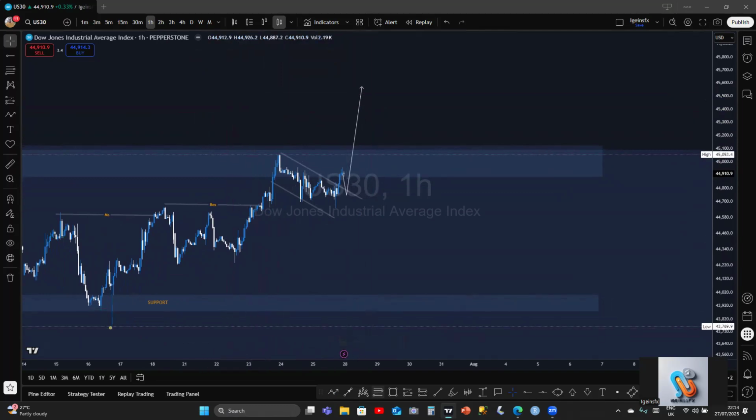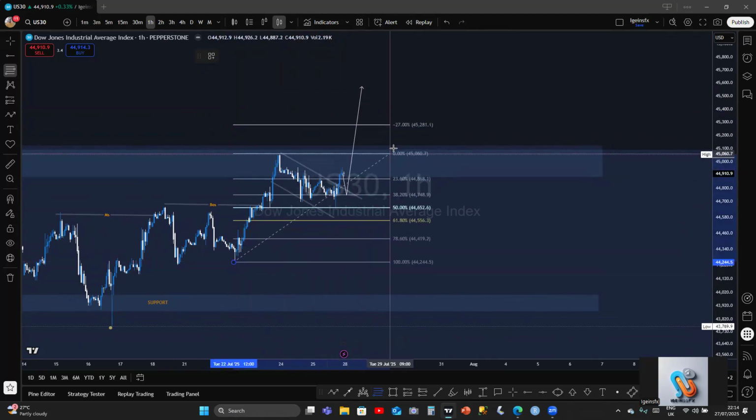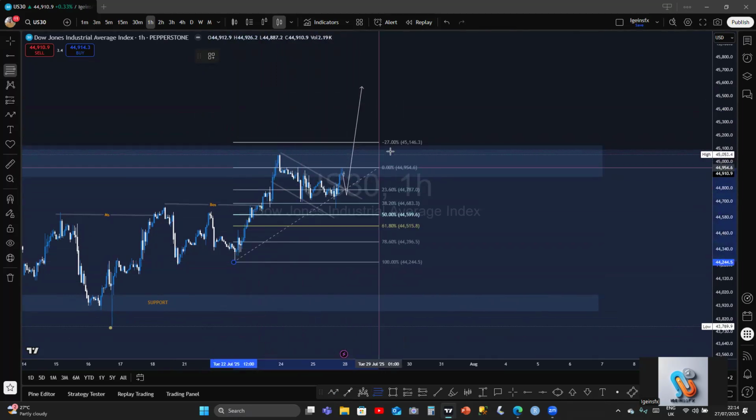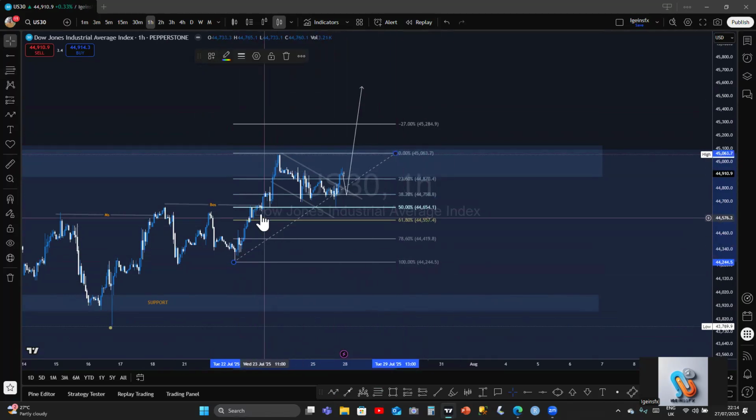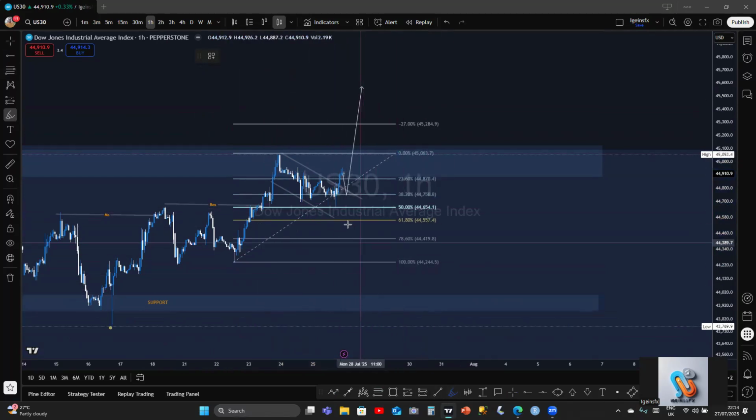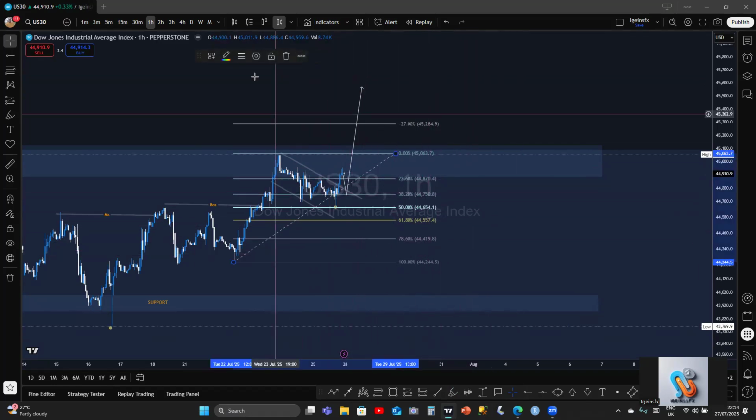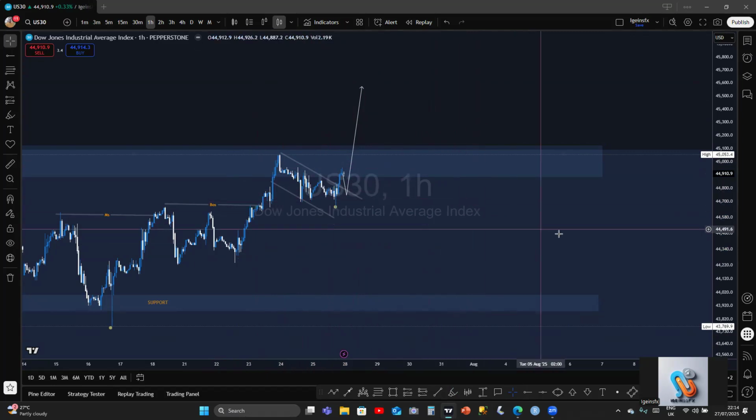And if you want to further trace your point, put your fib like this. Where did it get to? 50%. Look at it. It found support here at 50%, which is very, very accurate. And it found support here, and you see a rejection. So that is how to trade. Literally, there's no other thing. It's as simple as this.